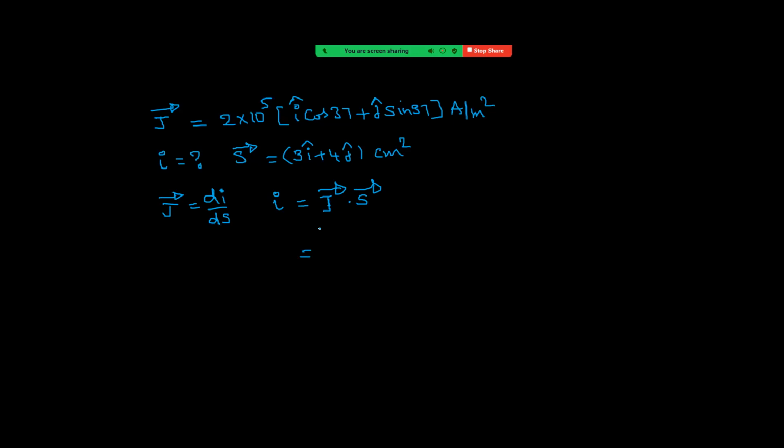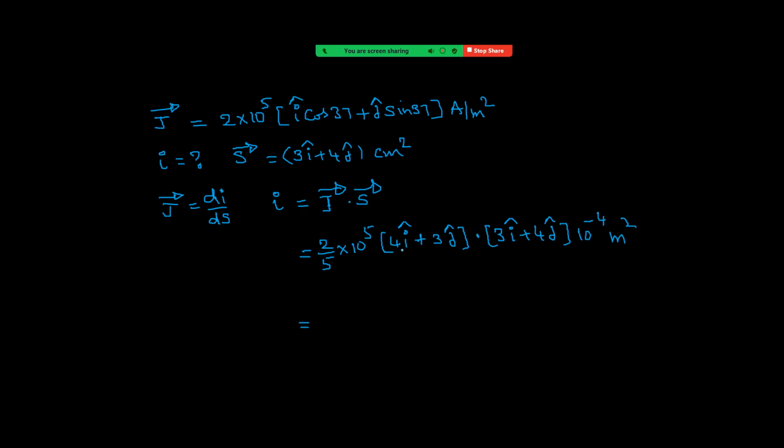Now see the calculation part. Cos 37 is 4 by 5, sin 37 is 3 by 5. I am taking 5 outside. This is now 2 by 5, 10 power 5, times 4 I cap plus 3 J cap dot S bar, which is 3 I cap plus 4 J cap, given in centimeter square. So 10 power minus 4 meter square.